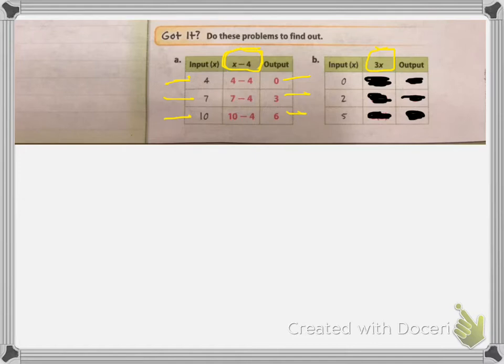Let's go ahead and take a look at B. For B, the problem was 3x, or the function rule was 3x. You want to get used to using that vocabulary. So the function rule was 3x, so now we're going to substitute 0 for x.